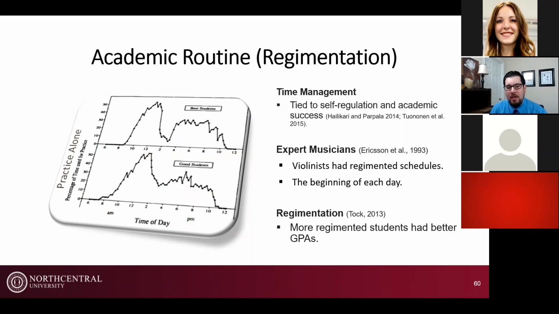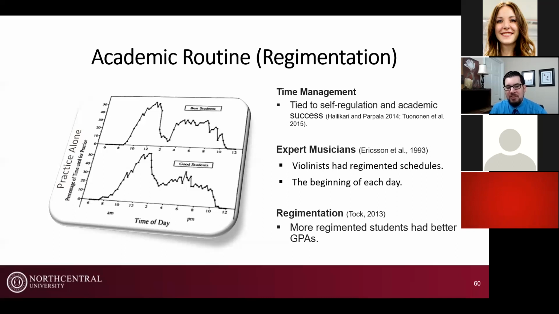If we're allowed to forget, we have a clear understanding of what we really know versus what we thought we knew. Time management is tied to self-regulation and academic success. Erickson's study found that high-performing violinists had regimented schedules, more regimented than lower skilled violin players. The best violinists typically practiced in the mornings. And Tak, Erickson's student, found that more regimented students had higher GPAs.